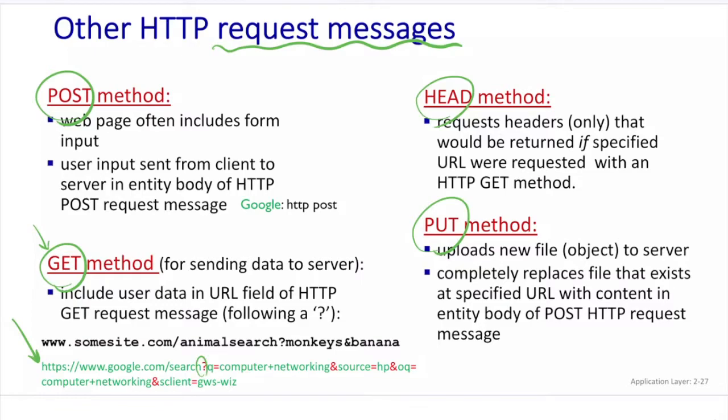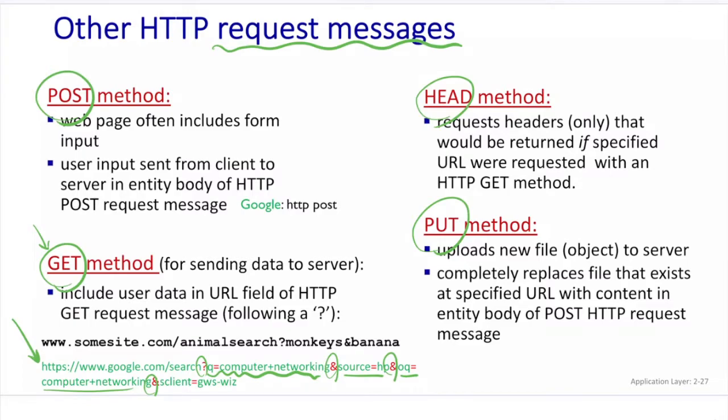Usually there will be a question mark and an ampersand. The information after the question mark is the information that the client would like to send to the server, and the ampersand is the delineation. So that means there's an additional value named q, and the value is computer network, which the client wants to send to the server, and the source, and so on. So that is one of the ways you can send additional information in the URL field.